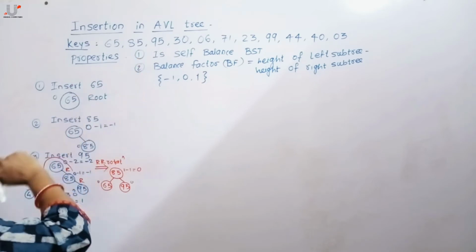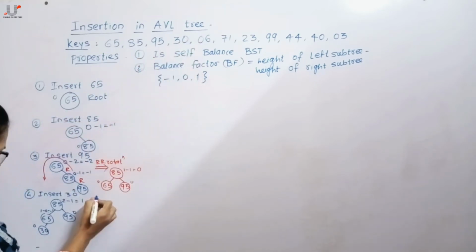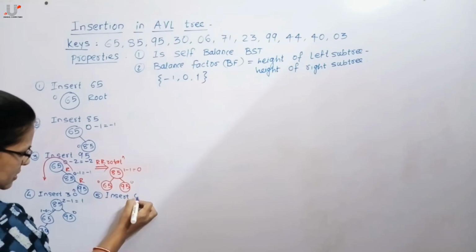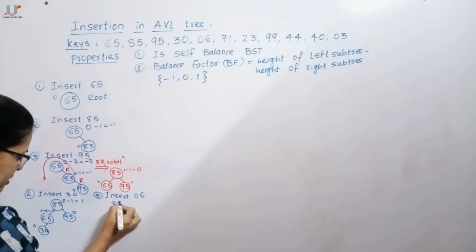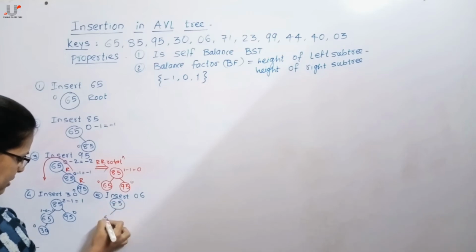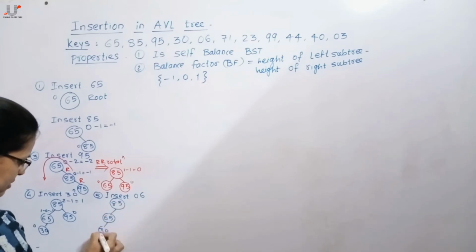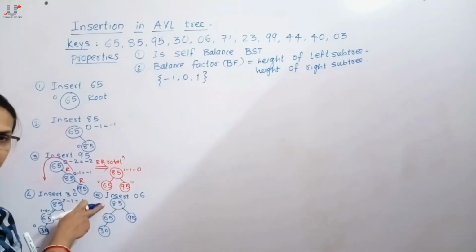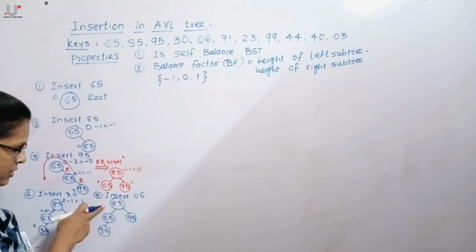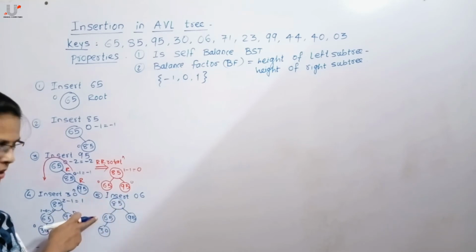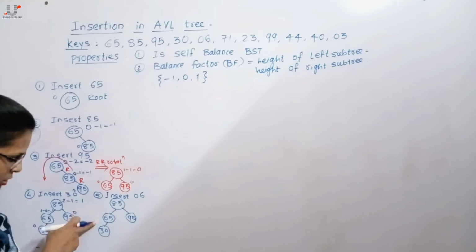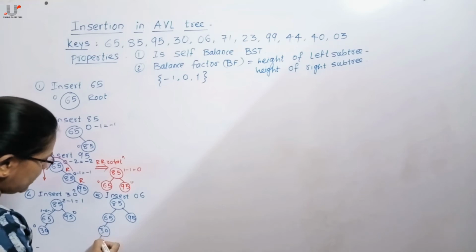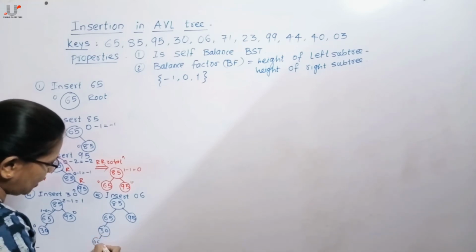Next step is insert 6. Initially, the tree is as before, then 6 gets compared with 85. As it is smaller than 85, move to the left subtree. Compare 6 with 65, it is smaller, so move to the left subtree. It is smaller than 30, so 6 gets added to the left of 30.